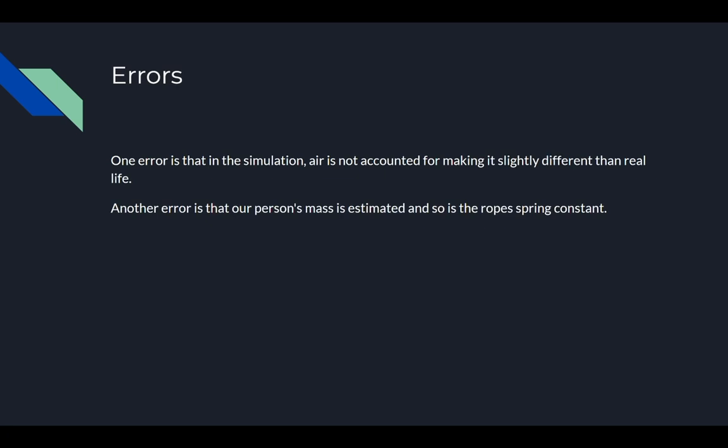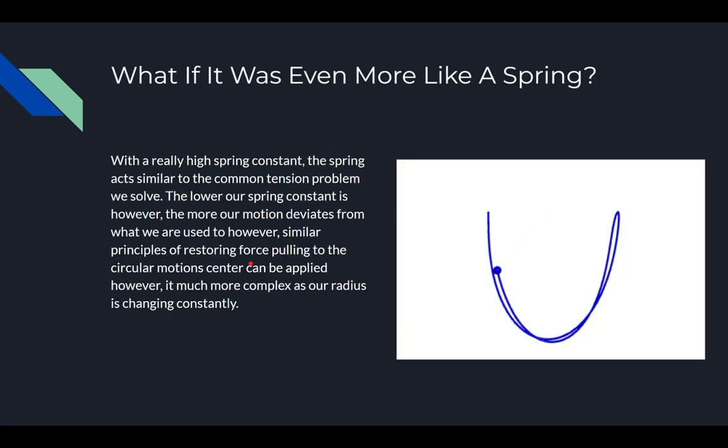The errors in this lab are as follows. One error is that in the simulation, air is not accounted for, which means drag is not accounted for, so it's slightly different from real life, which is why the graph has a slightly not straight line at 0. Another error is that the person's mass is estimated, so the motion of the person swinging is not exactly like real life because we don't know his exact mass.